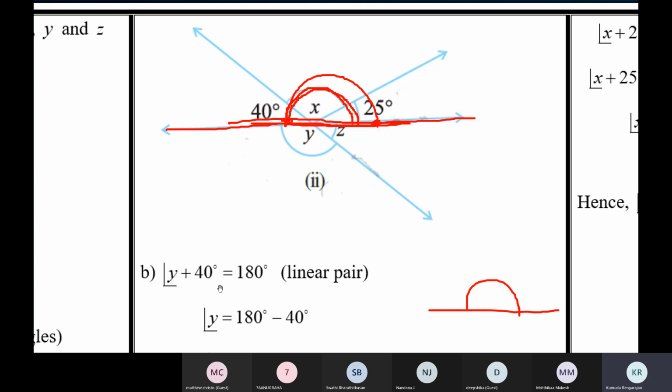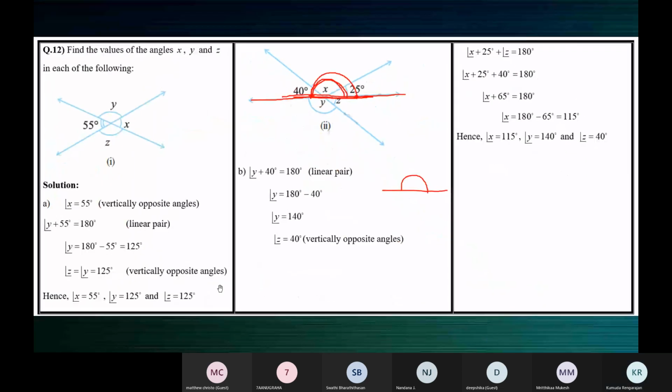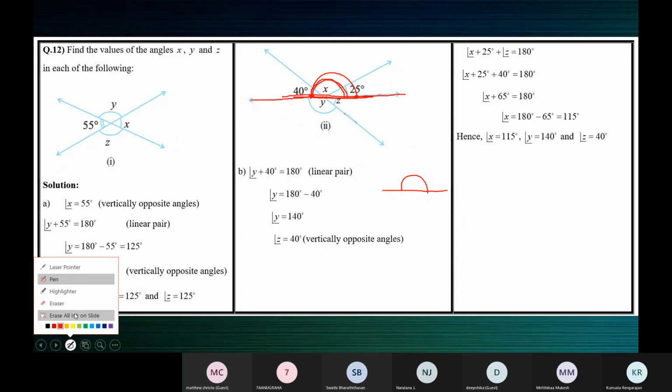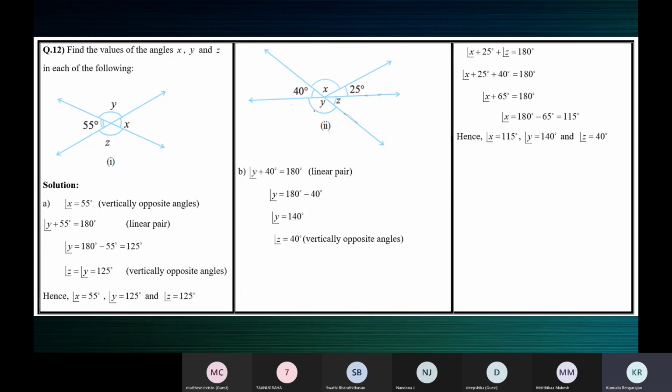Z and 40 are vertically opposite angles. You can see here, Z and 40 are vertically opposite angles. So Z is equal to 40 degrees. You can do it in different ways, children. This is not the only way of answering.